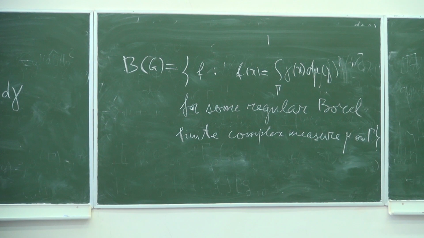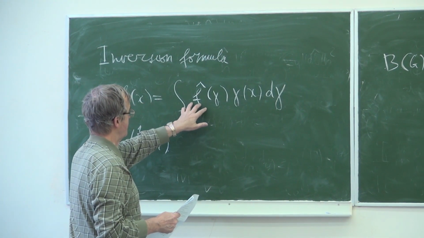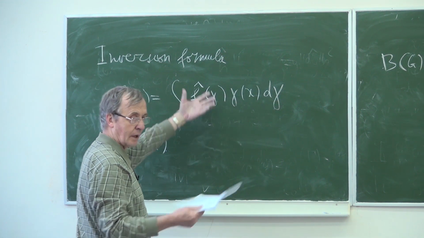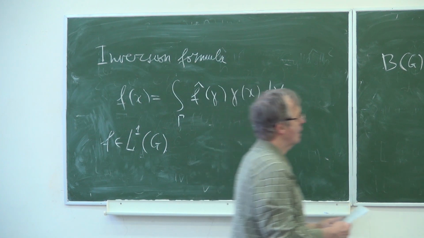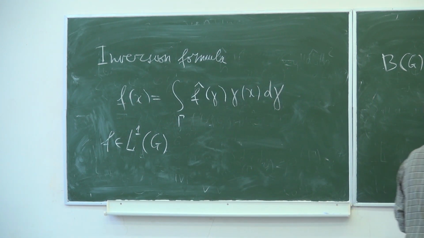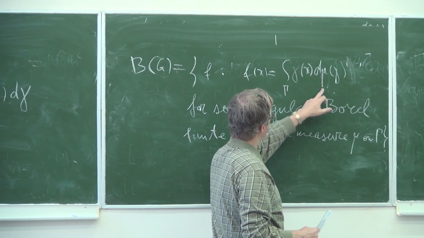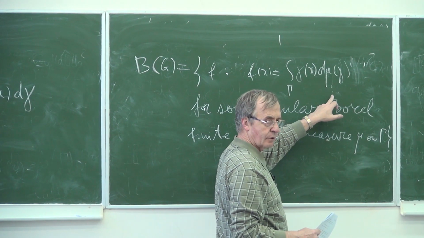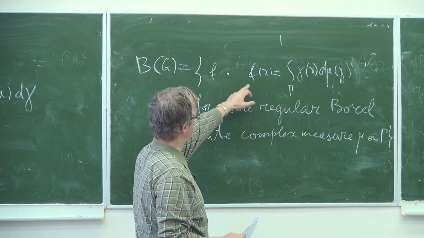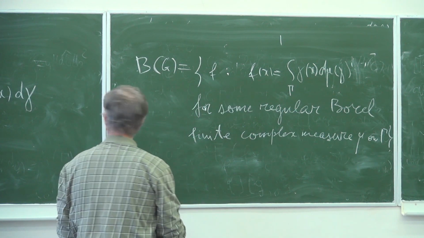So in fact, this formula may be violated simply because this Fourier transform is not necessarily integrable over gamma. But now we consider all integrals of this form, taking all measures on gamma. This time they are not necessarily non-negative, any complex measure, and take the inverse Fourier transform of such measures. So this is B of G.